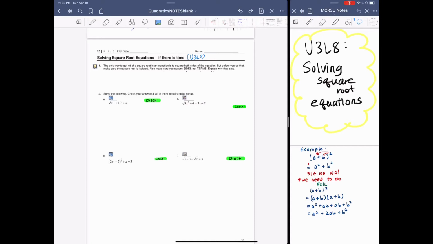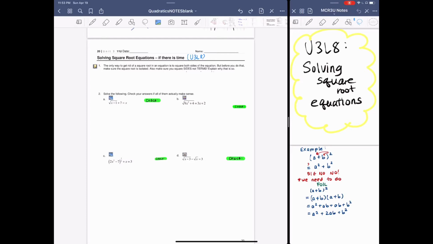Unit 3, Lesson 8, Solving Square Root Equations. The only way to get rid of a square root in an equation is to square both sides of the equation. But before you do that, make sure the square root is isolated. Also make sure you square sides, not terms.